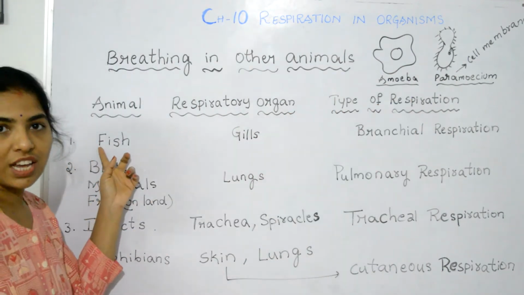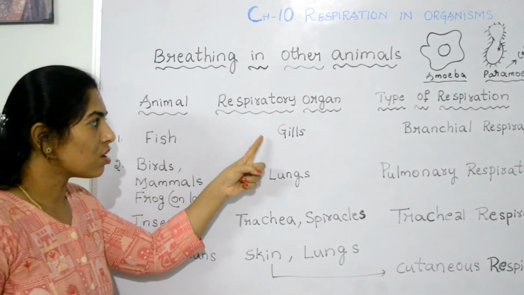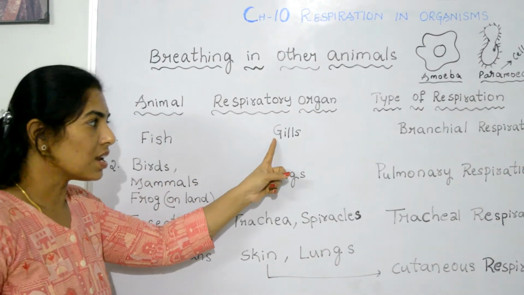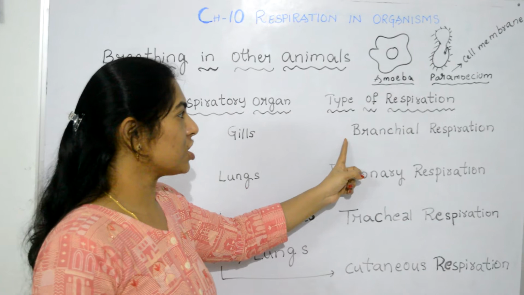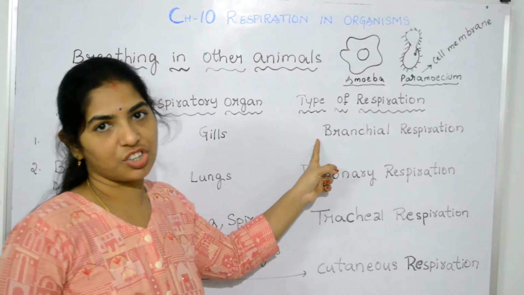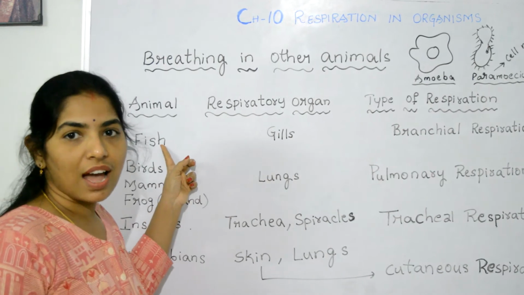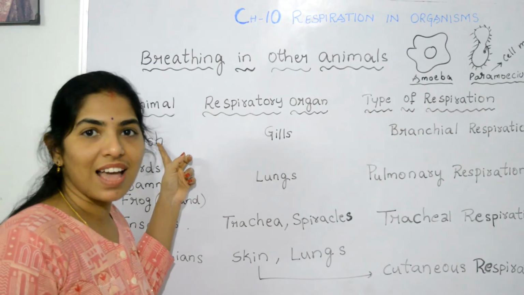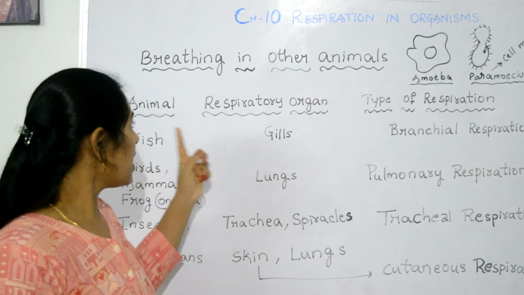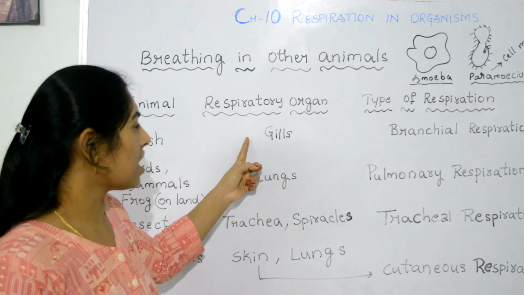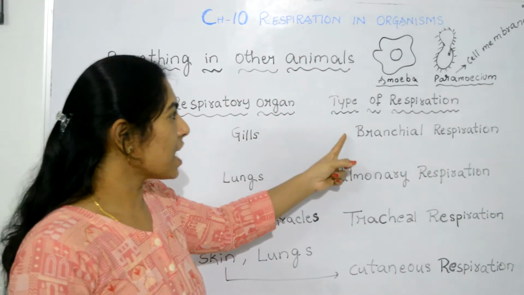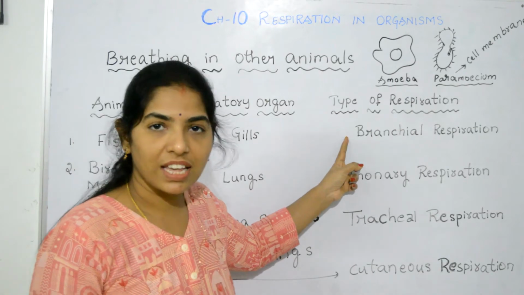If you take fish, the respiratory organs in fishes are gills, and the type of respiration is branchial respiration. You can consider all the aquatic animals except whale and dolphin. They have gills as their respiratory organ, and the type of respiration is branchial respiration.